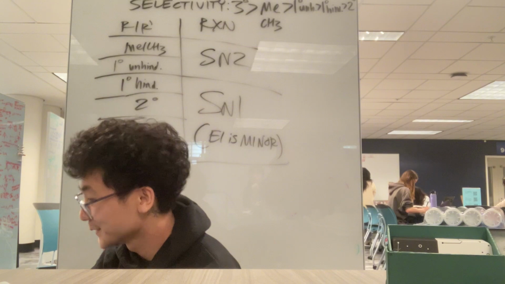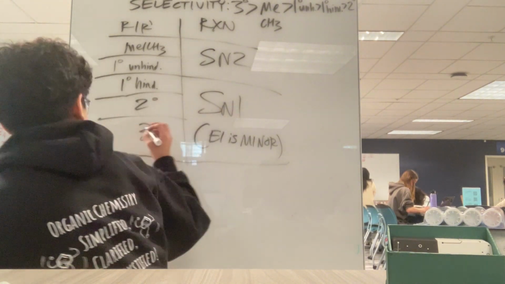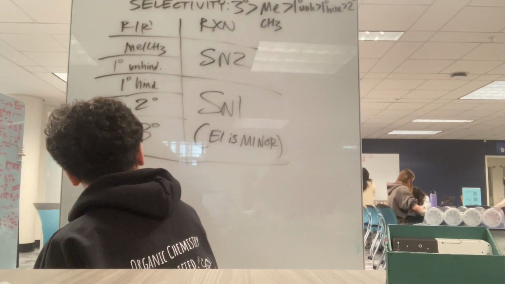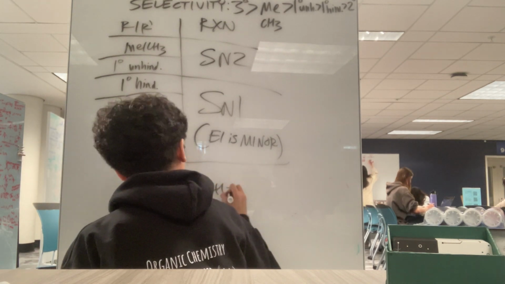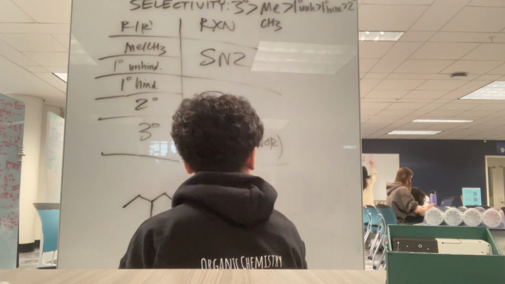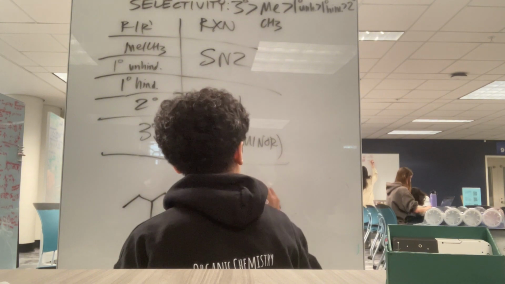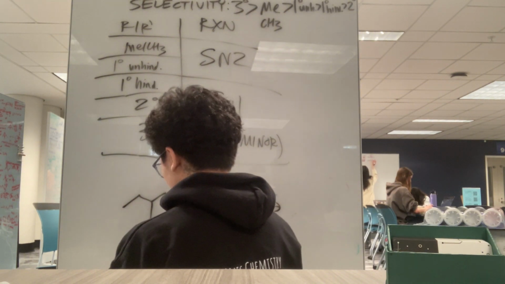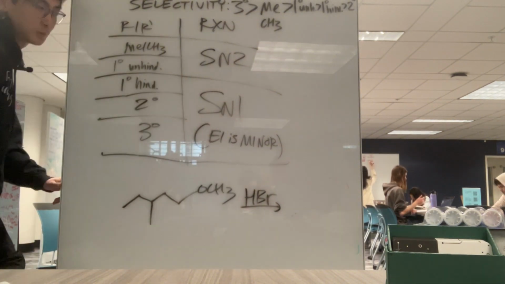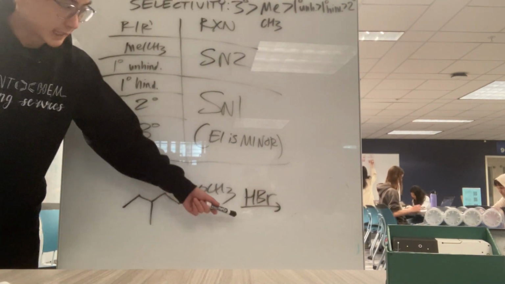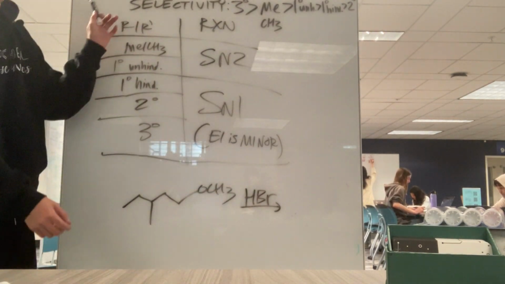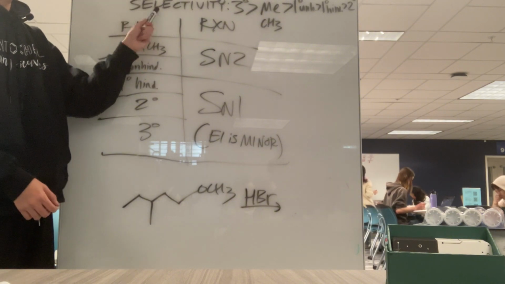Like the one that you showed me earlier, which is going to be like this. If we have OCH3 reacting with HBr, this is an ether because this is ROR. This is HX, where X is Br. So this is when we use this list and this chart.